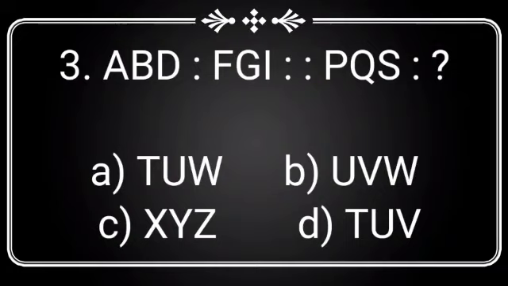T, U, W; U, V, W; X, Y, Z; T, U, V. So which option is correct? T, U, W is the only correct one. Why? Because it is T, U, V, W, and here V is missed. So T, U, W is the correct answer. Yes or no? Yes.